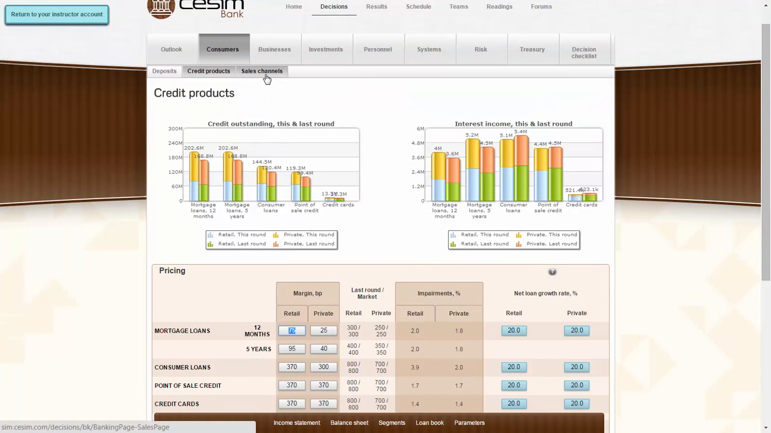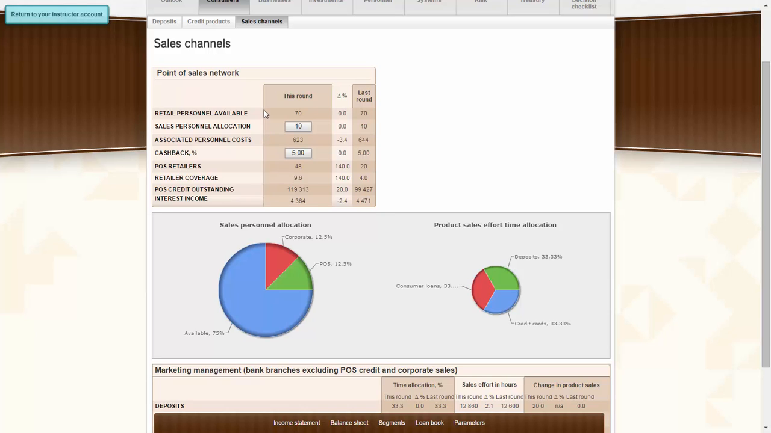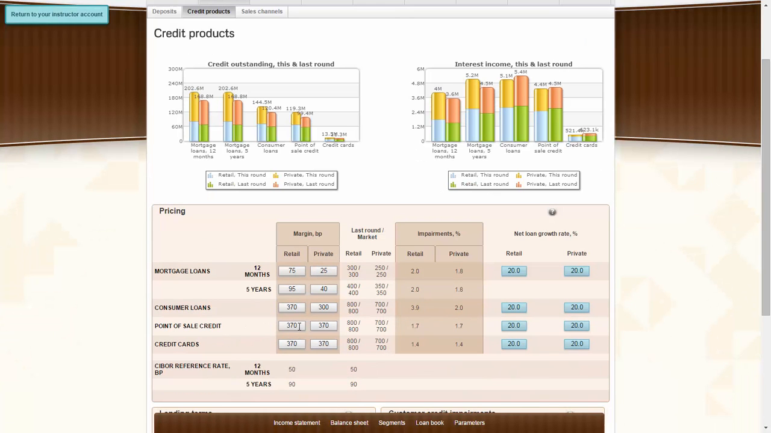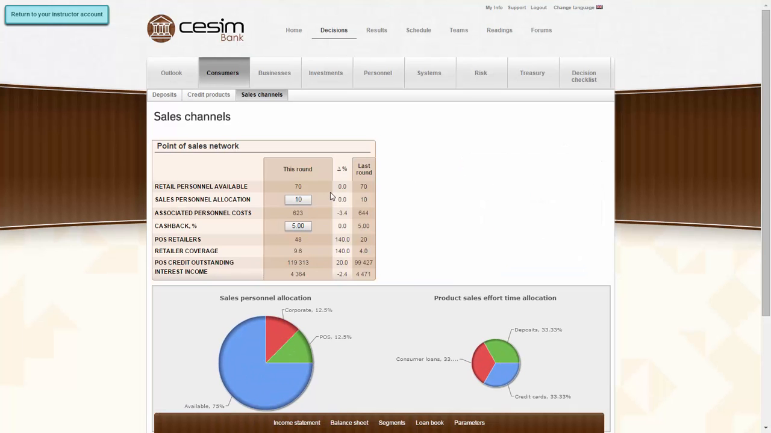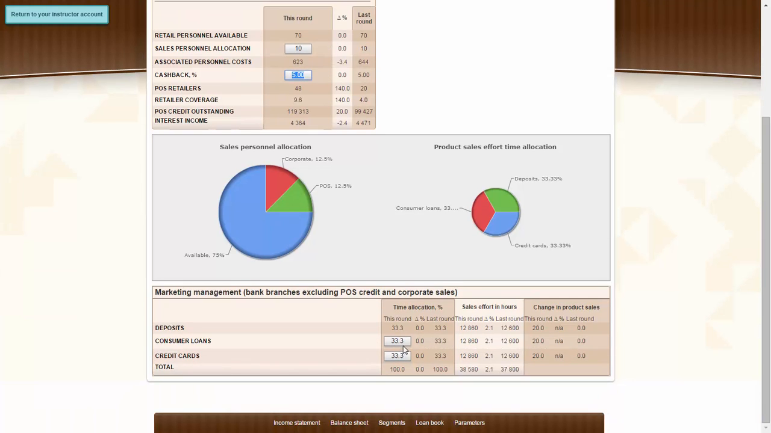The one page here which is also optional is sales channels. Quite often this is actually disabled by the bank facilitators, but this links to the point of sales network. So if we have enabled the point of sales credit here in the pricing section, then it potentially also makes sense to include these sales channels, because here we can decide what proportion of the retail salespersons we allocate for the point of sales network, and what is the amount of cashback that we use to incentivize our customers. And then in addition we can also decide about allocating resources for different products. So in this case we have an even split between deposit, consumer loans and credit cards, 33% for each, but we can decide to follow another resource allocation as well if we want.